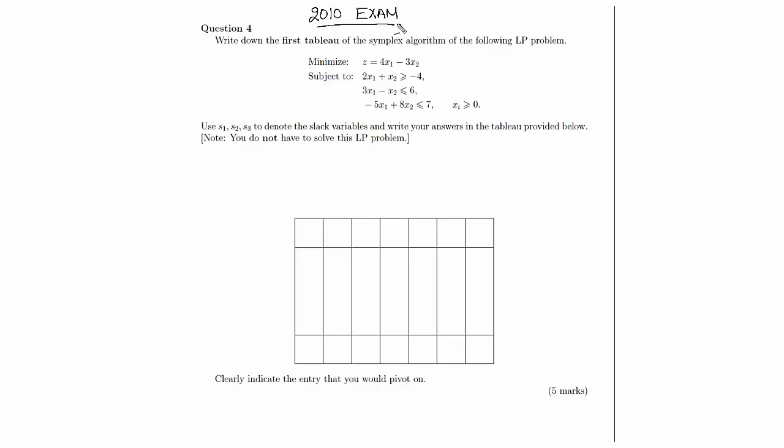This is question 4 from the 2010 exam. We need to write down the first tableau of the simplex algorithm and then point out the entry that we would pivot on. We do not have to solve this LP problem.